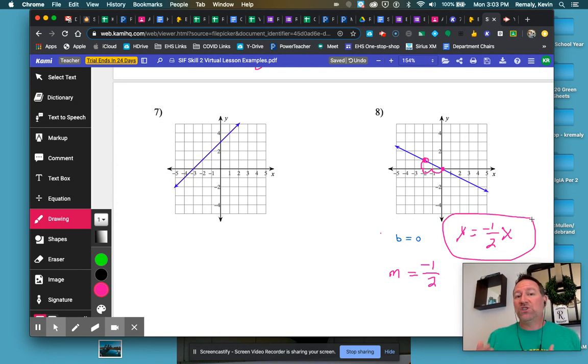So putting equations into slope-intercept form, we need to identify what our y-intercept is. We need to identify our slope, put them into the right areas in our slope-intercept form, and then we have it.